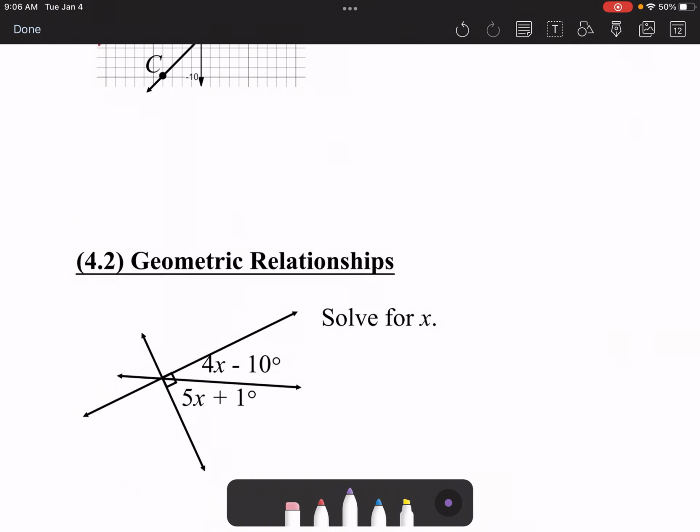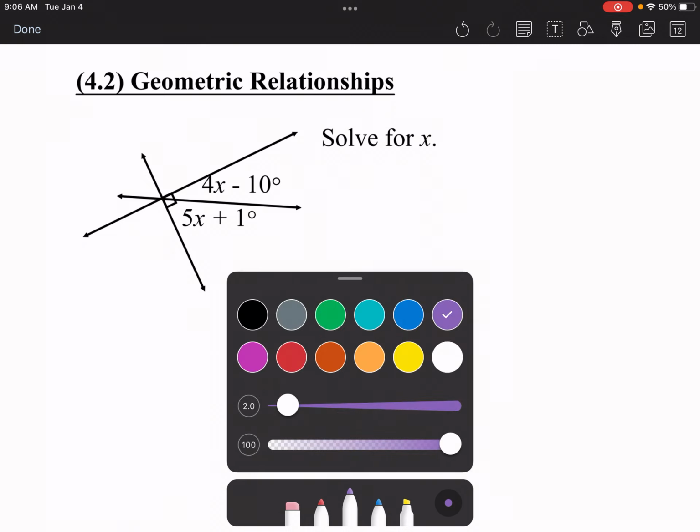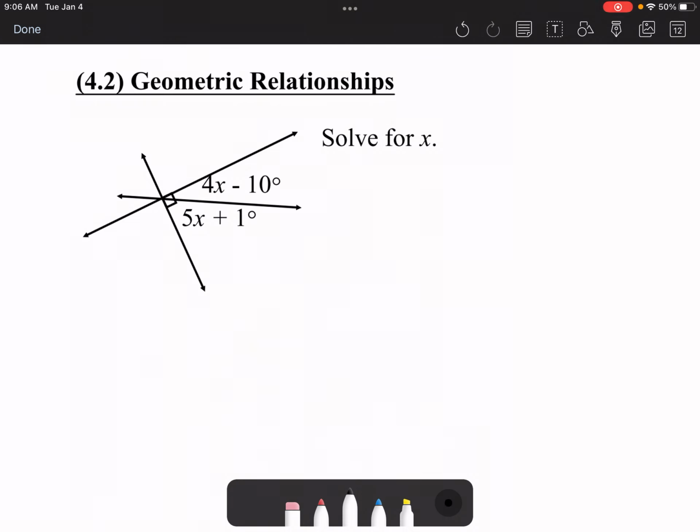So let's look at some other properties that you know. Here we have two angles that add to be 90 degrees. That symbol right there, that square, represents a 90-degree angle. So if we know those two add up to be 90 degrees, what we can do is take the two expressions and add them up and set it equal to 90 degrees.